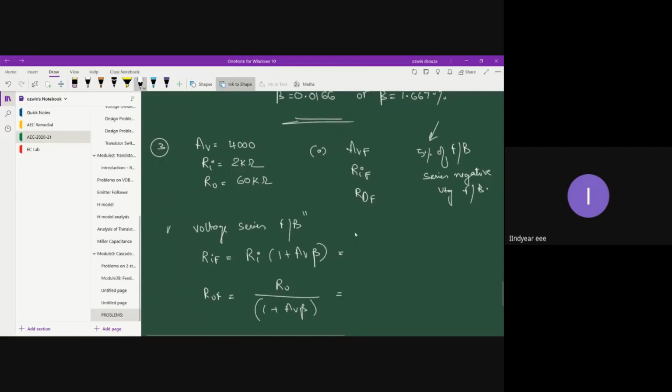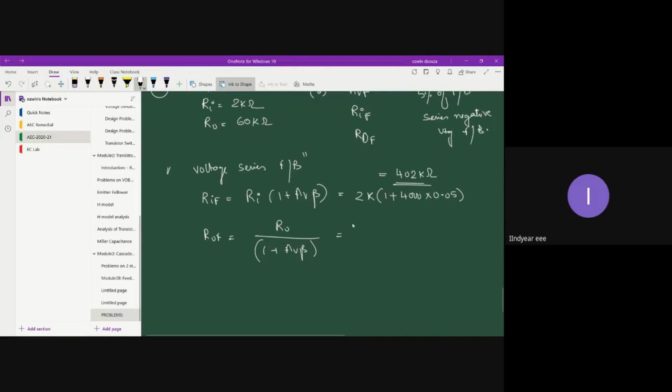What is RI? With feedback, the input resistance is 2 kilo ohm into 1 plus AV into beta. AV is 4000, beta is 5%, so 0.05. That will give you the input resistance as 402 kilo ohm. So from 2 kilo ohm, the input resistance has increased to 402 kilo ohm.